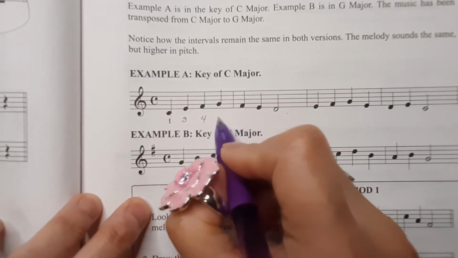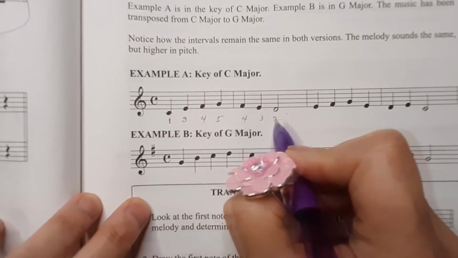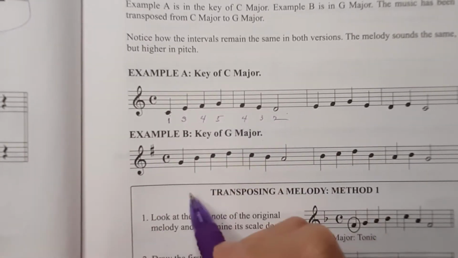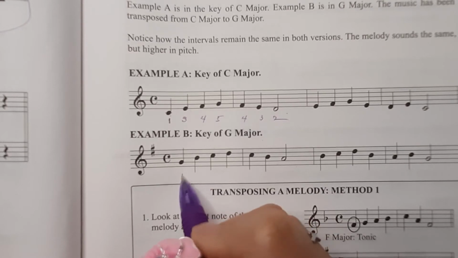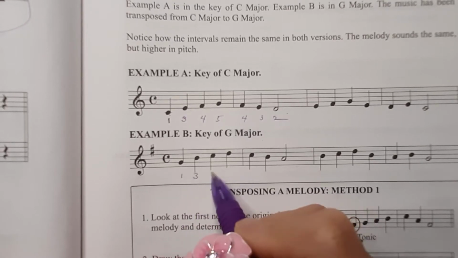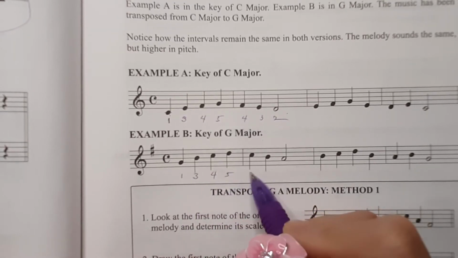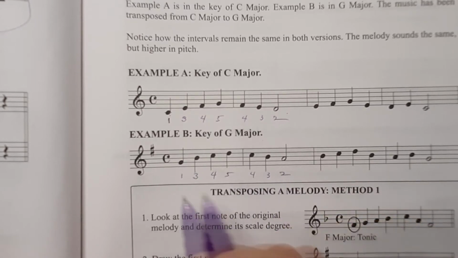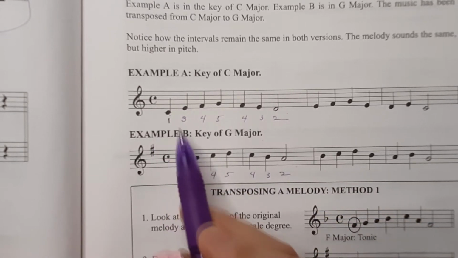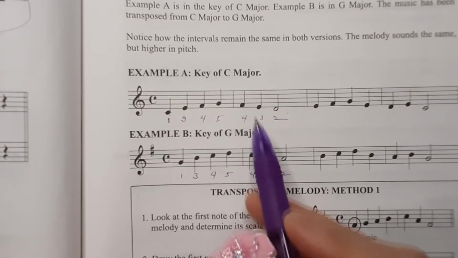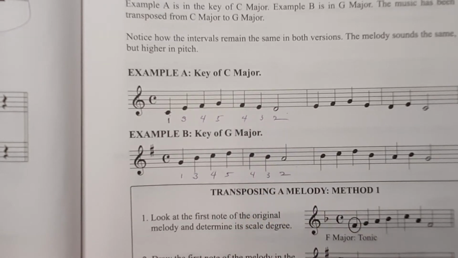What about G? 5. Then 4, 3, 2. In the key of G major, again, G is 1, B is 3, C is 4, then D is 5, 4, 3, 2. Look, aren't they the same numbers? 1, 3, 4, 5, 4, 3, 2. Right? That's what you call transposition.